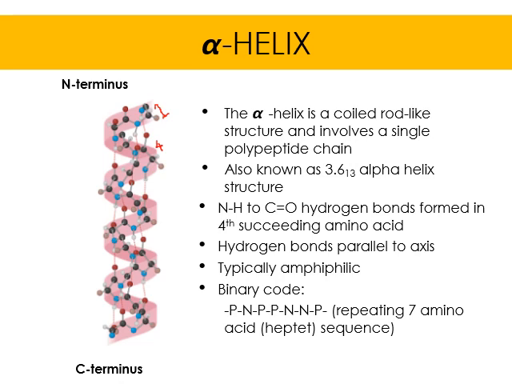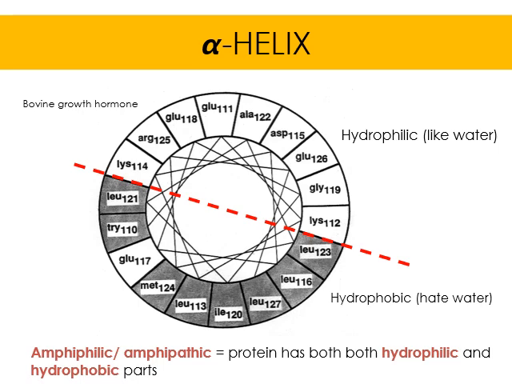Alpha helix is typically amphiphilic or amphipathic, meaning it possesses both hydrophobic and hydrophilic properties. The binary code for alpha helix is polar, non-polar, polar, polar, non-polar, non-polar, polar. So we have this repeating 7 amino acid sequence, which we call a heptad. Here, just to show you, is a cross-section of bovine growth hormone, which has this alpha helix structure. As you can see, the amphiphilic nature of the alpha helix has a hydrophobic region on one side and a hydrophilic region on the other half.